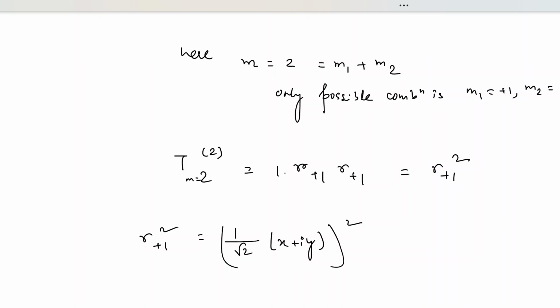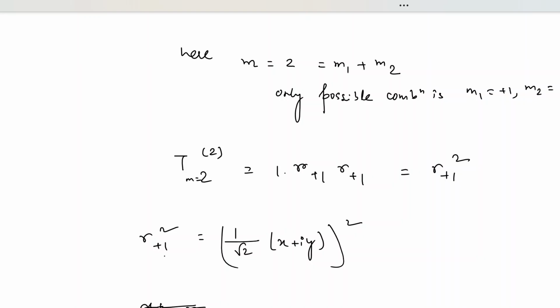Anyway, you can relate this because you saw that x equal to r sin theta cos phi and y equal to r sin theta sin phi. So from there you can relate that this is coming from a spherical coordinate relation like this. So after that, your T2 2 is this, which is half (x squared minus y squared plus 2ixy).